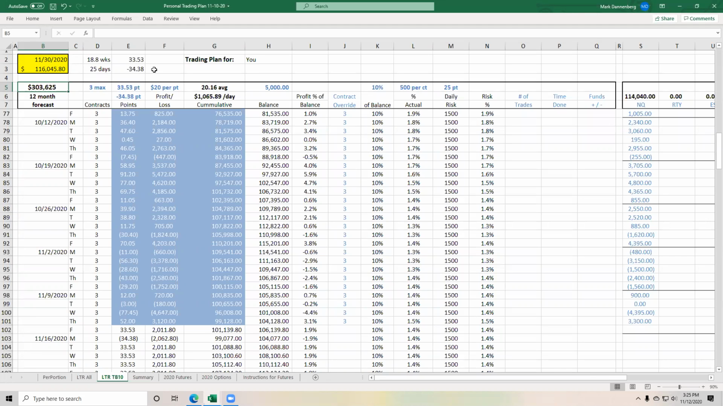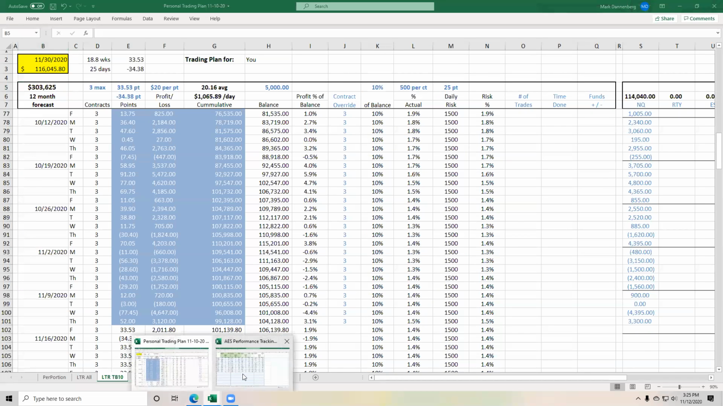And your performance might actually be better than ours because we're committed to trading for the entire day, up until about 3 o'clock or maybe 3:30. So pretty happy with those numbers. And let's just take a quick look at our averages.